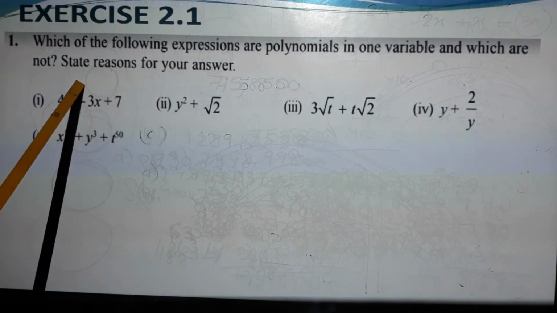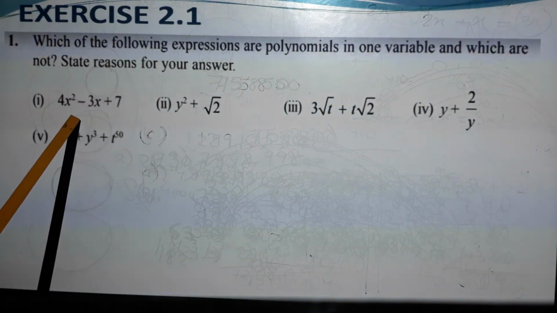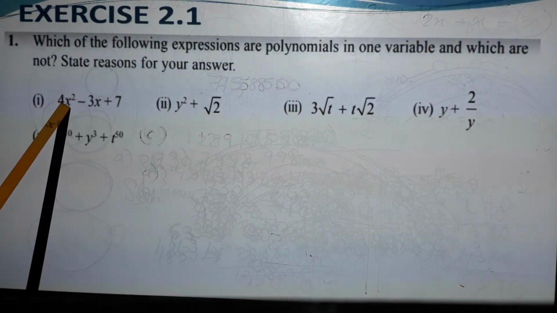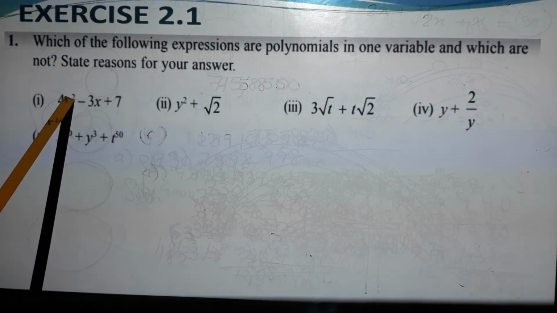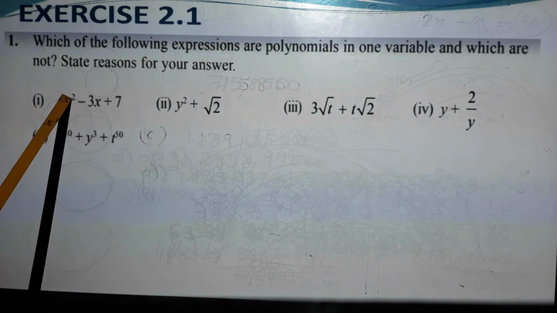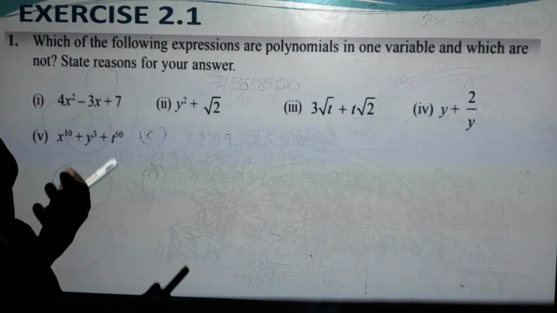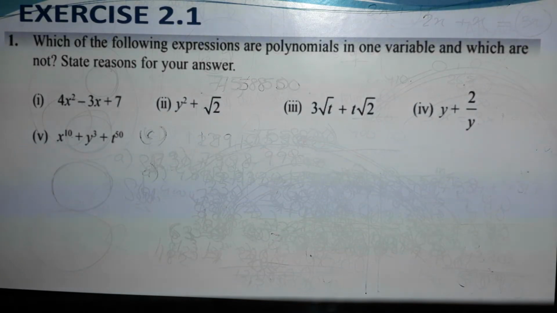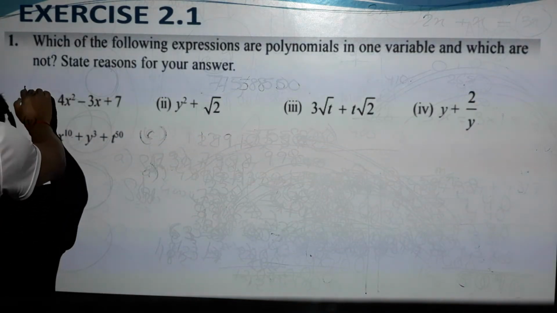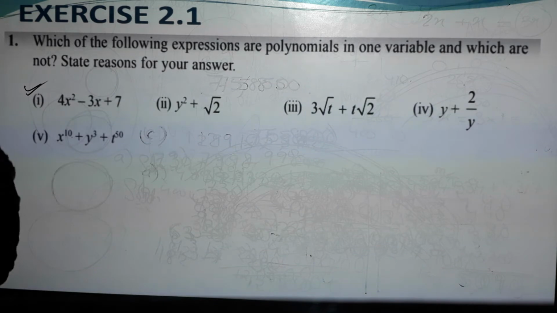Now this is of course a polynomial in x, because the powers of x are all whole numbers. What is the power of x here? 2, here 1, here 0. That means the powers of the variable are whole numbers. So this is a polynomial in one variable because the powers of the variable are whole numbers.